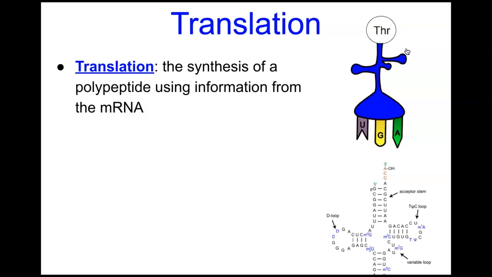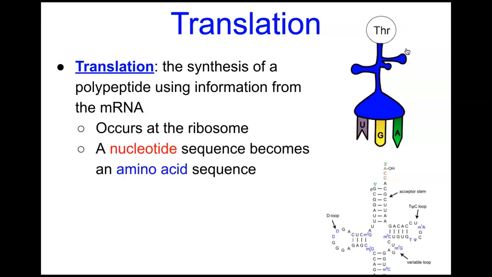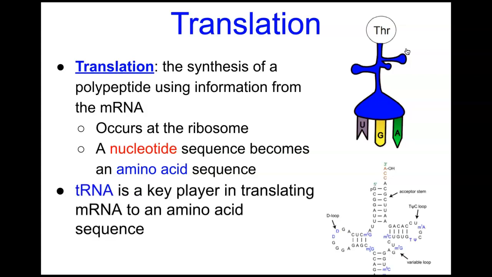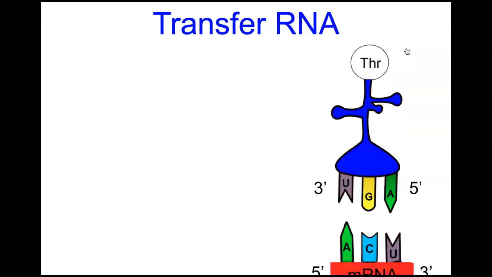Remember that translation, because we're making proteins, is going to occur at ribosomes. Ultimately, a nucleotide sequence is going to determine the amino acid sequence of that polypeptide chain. The molecule that comes into play here, along with messenger RNA, is tRNA. tRNA is a key player in translation because it is going to help translate that messenger RNA into an amino acid sequence.